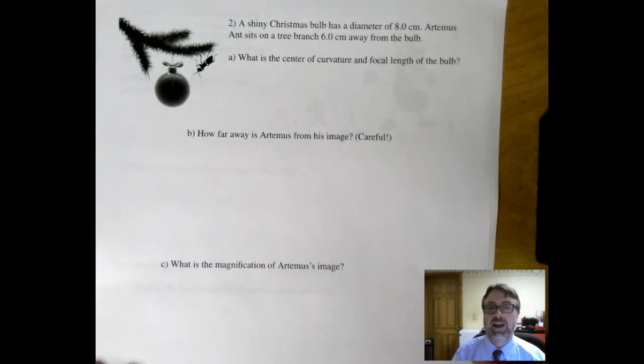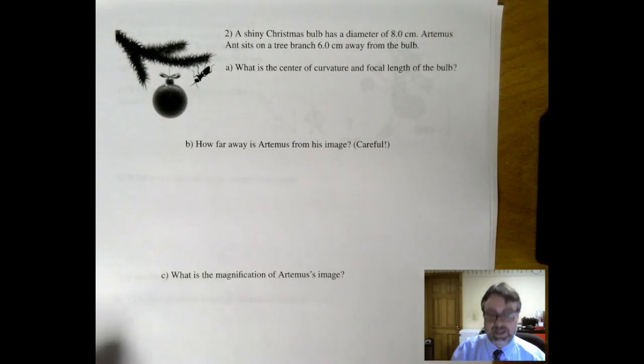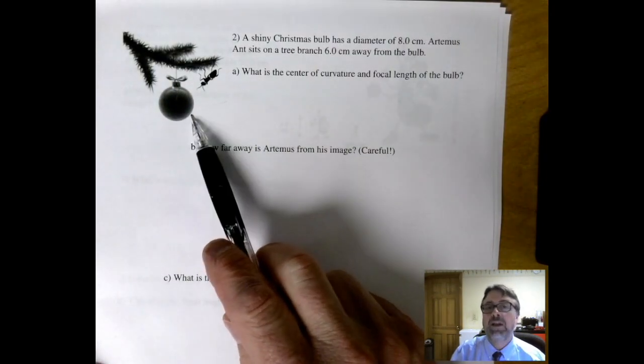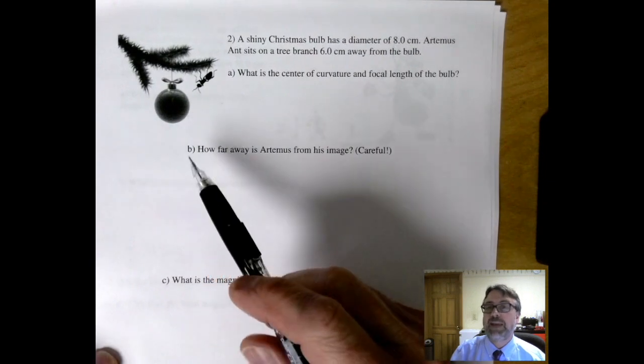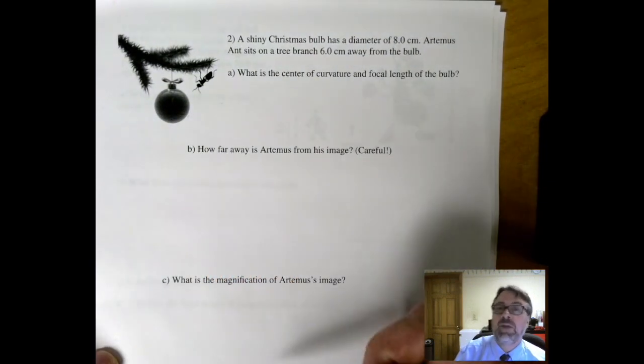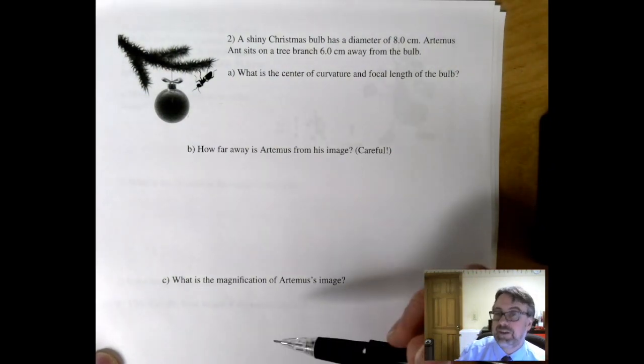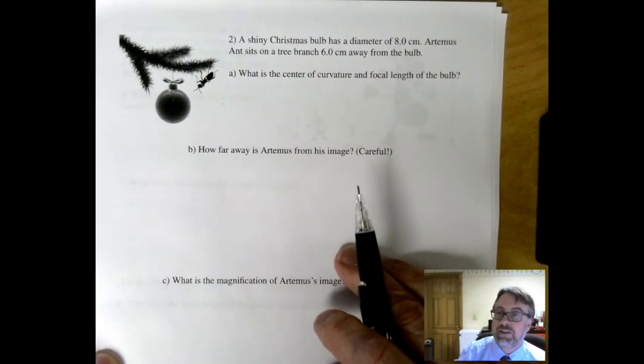All right, here I have an ant looking at its reflection in a Christmas bulb. A shiny Christmas bulb has a diameter of 8 centimeters. Artemis ant sits on a tree branch 6 centimeters from the bulb. What's the center of curvature and the focal length of the bulb?